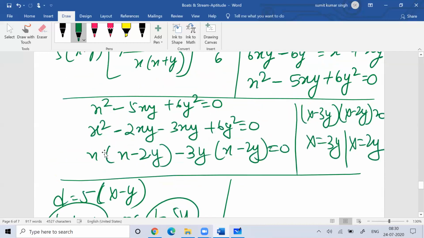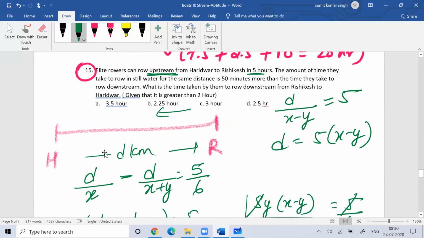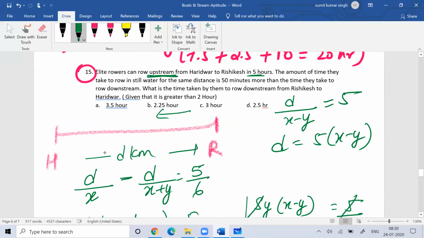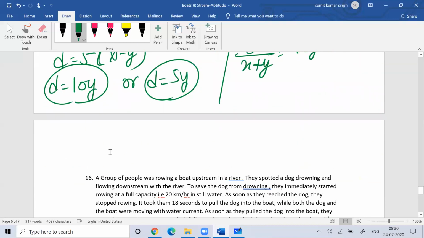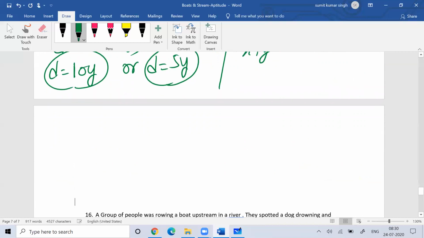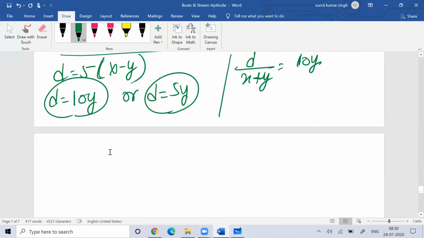Okay. Now what they're asking you is the time taken to row downstream from Rishikesh to Indore. They're asking you downstream speed, means they're asking you d by x plus y. So I don't know which one is correct. If I take d as 10y, they're asking me d by x plus y. So which scenario will work? We don't know. So they're asking you d by x plus y.